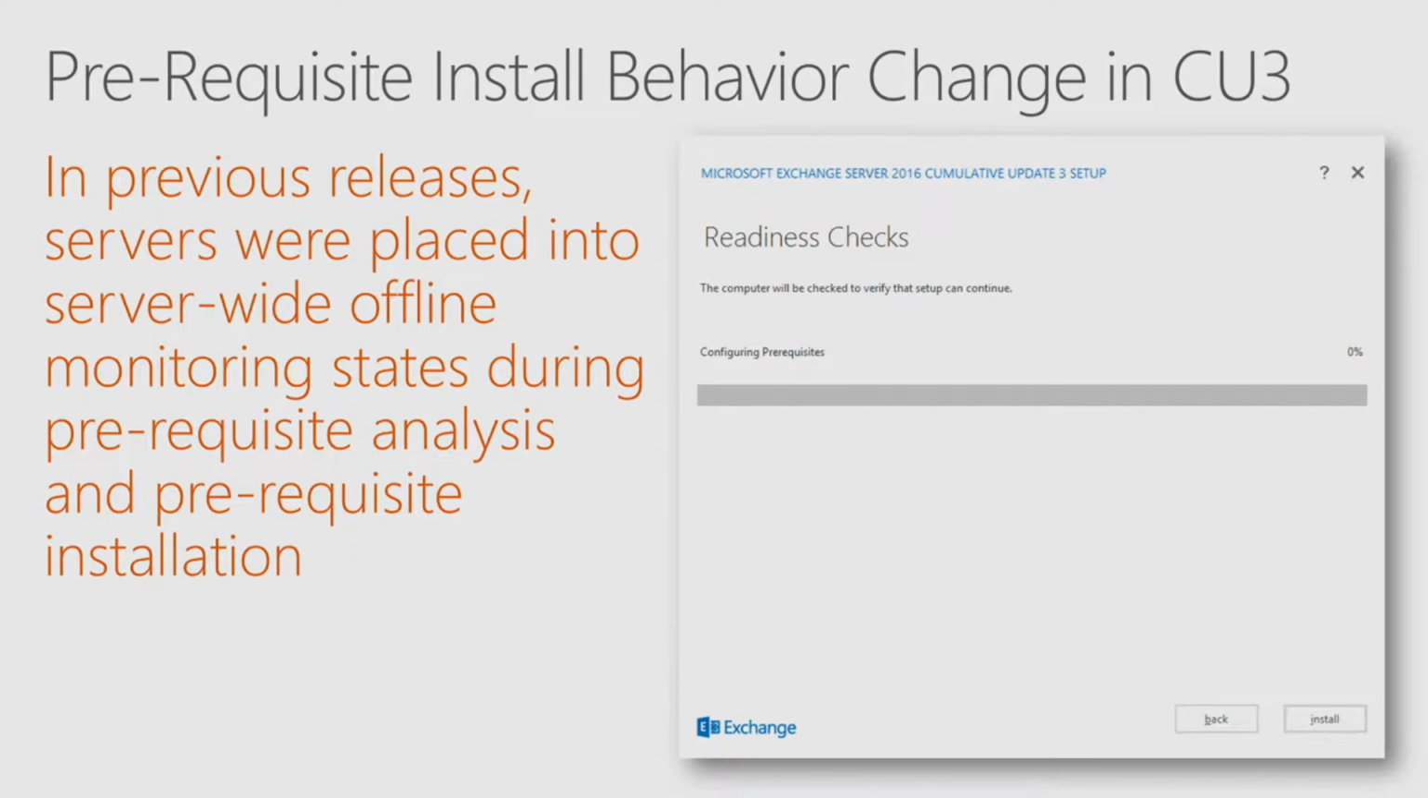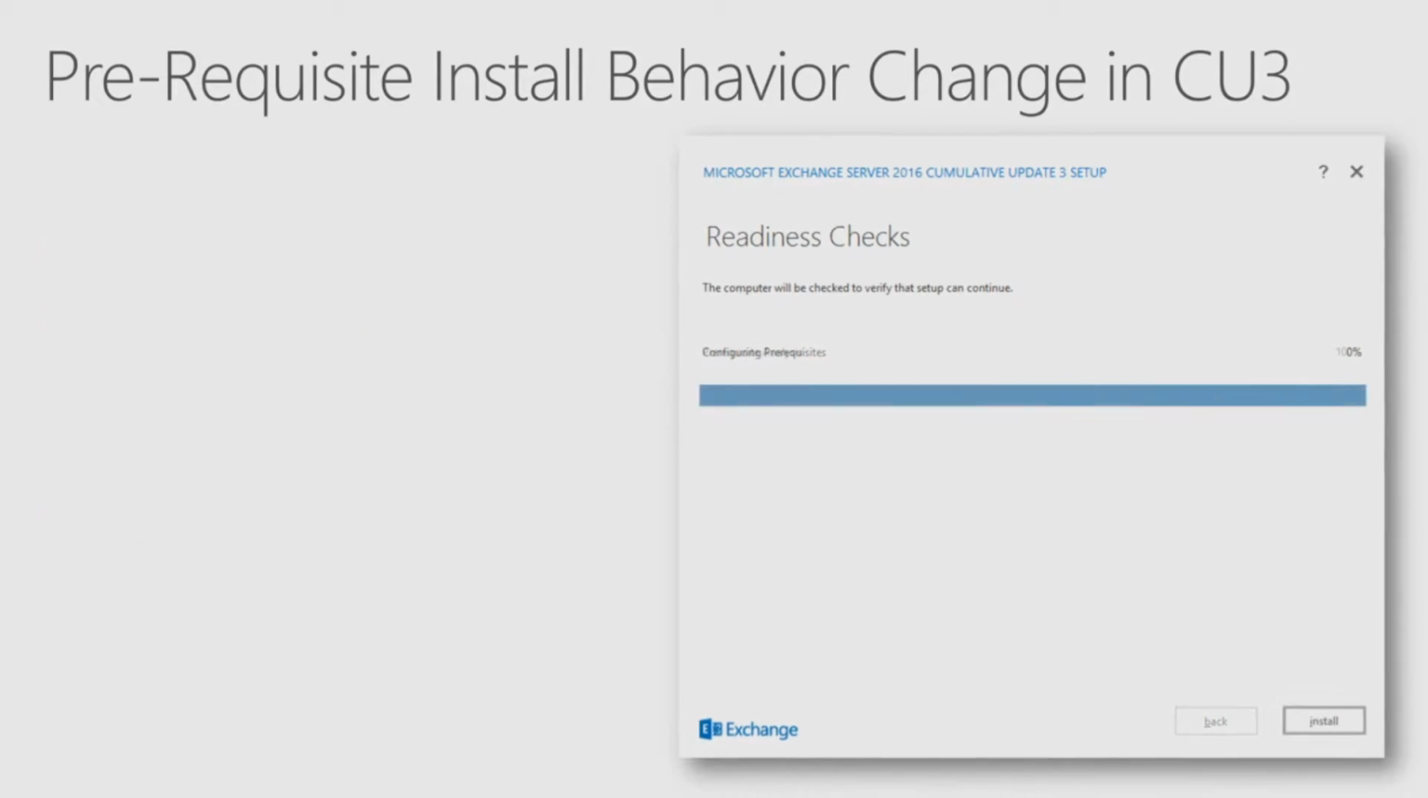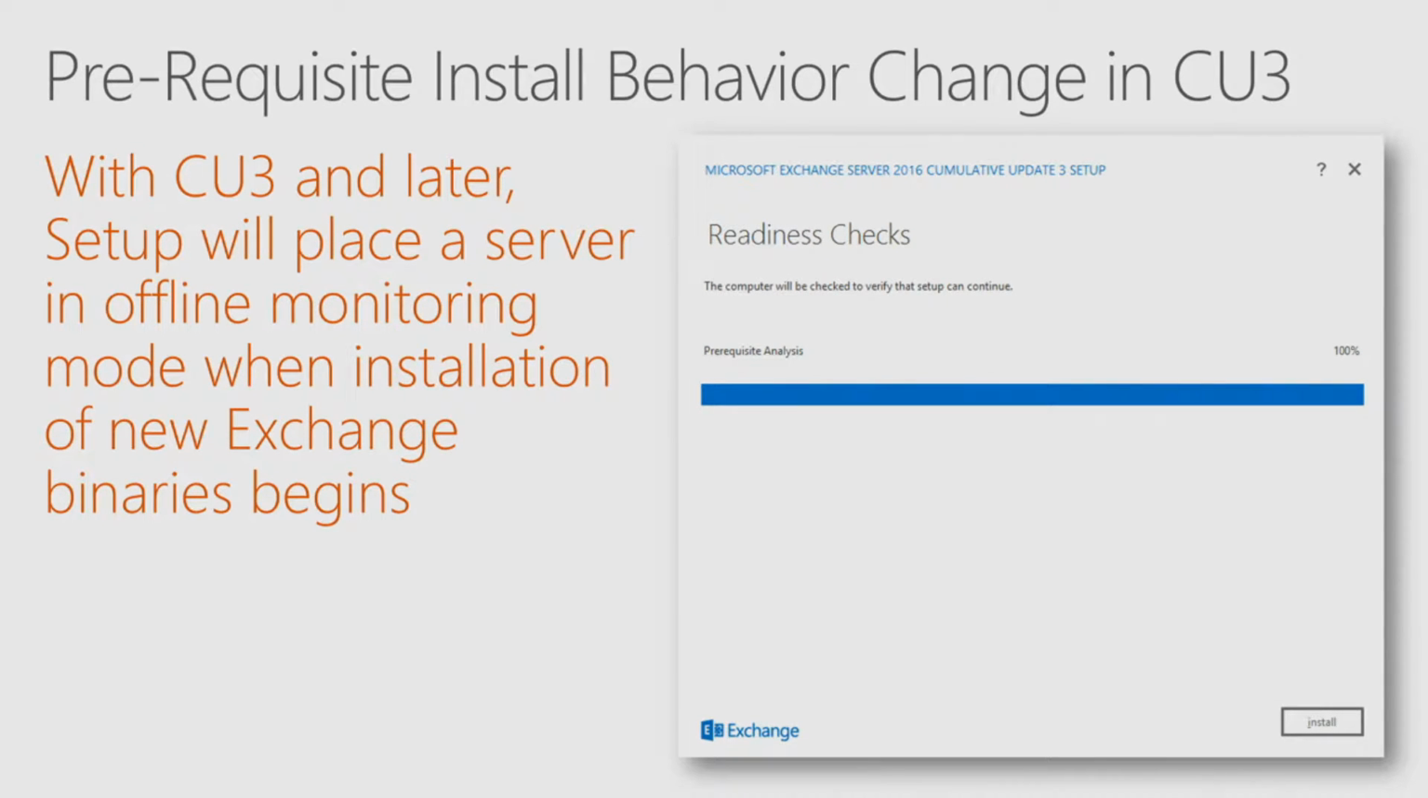Prior to CU3, when the system would go into the prerequisite analysis phase, which is basically looking at the box and making sure that all the prereqs are on there, before it would do that analysis, it would turn off the managed availability monitoring, or basically the responders. We call that server-wide offlining. So that means managed availability is still there, but it's basically instructed by setup at this time not to respond to anything, not to do anything. So prior to CU3, we would start the server-wide offline at this point. With CU3, we're actually doing it later, after we've done the prereq analysis.